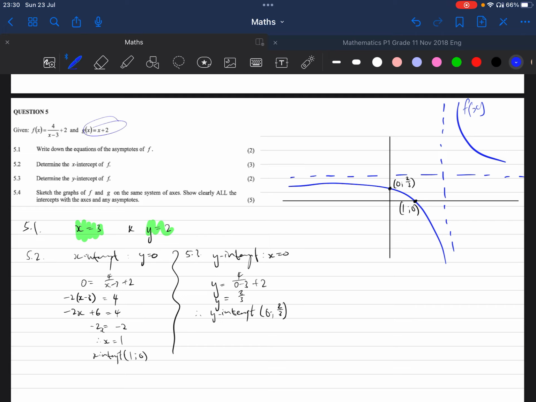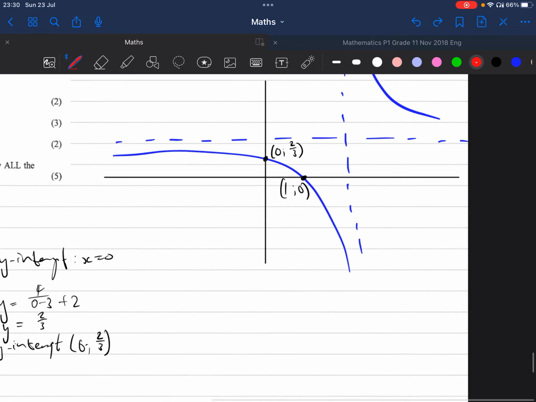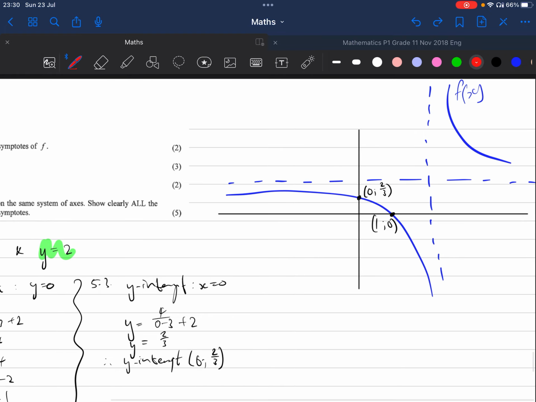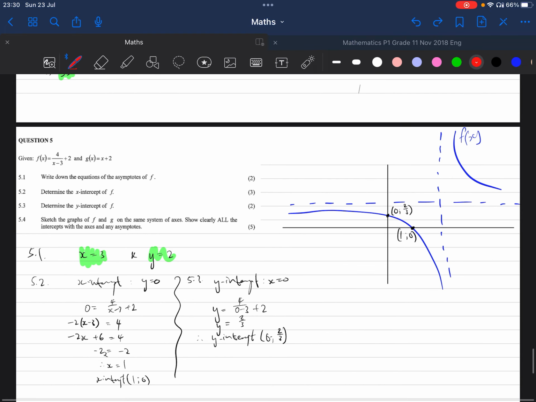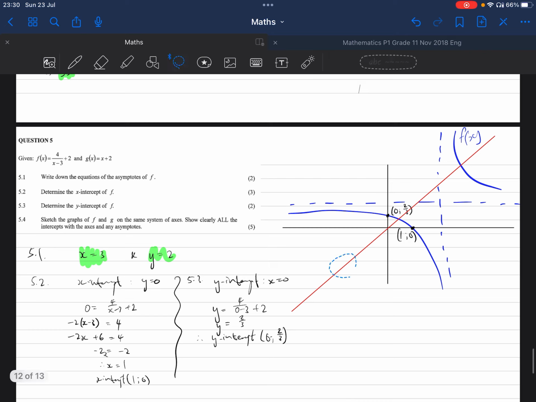Now let's do g of x. I'll do that in red. g of x is just a straight line, y equals x plus 2. So what does that mean? That means that we had a straight line and then it got shifted up by 2 units. We started off here with y equals x and it moved up by 2 units. So we'll take the straight line and just move it up 2 units.